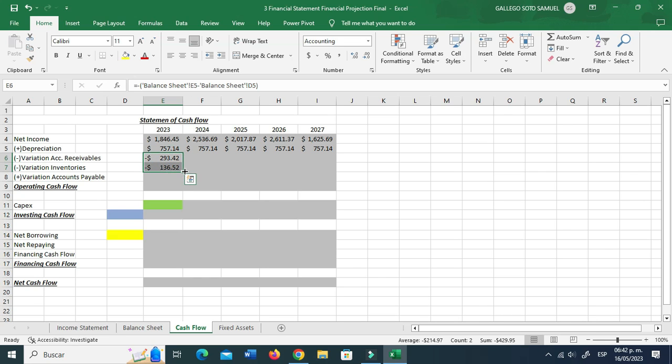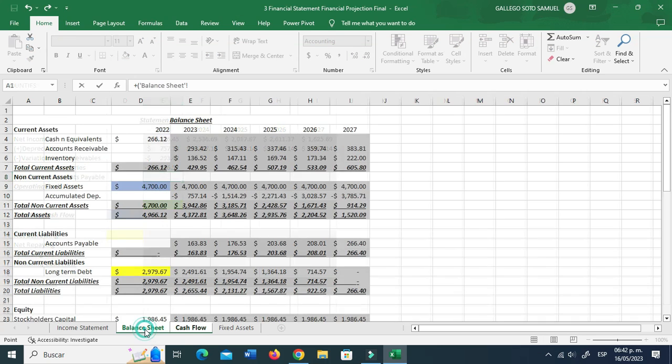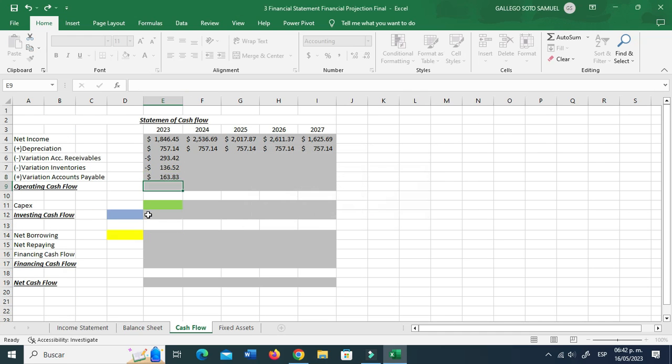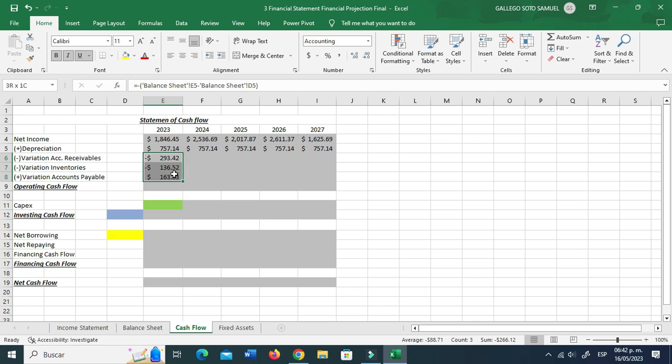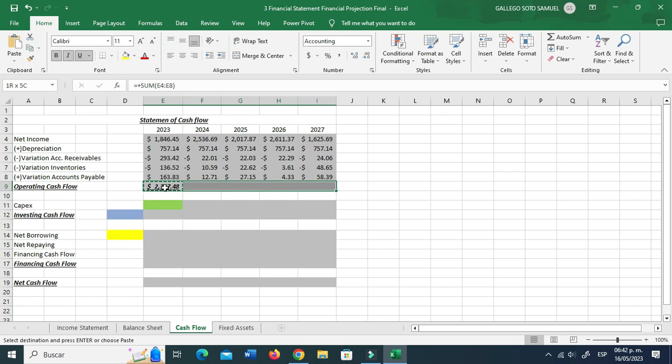Okay. We select this. Oh, and let's do plus the variation of accounts payable. But this time we start off with a positive value. So this minus the one before, which is a blank cell. Okay. So let's select this, add it, and drag it to the end. And this is the operating cash flow. So we add everything here. Copy and paste.